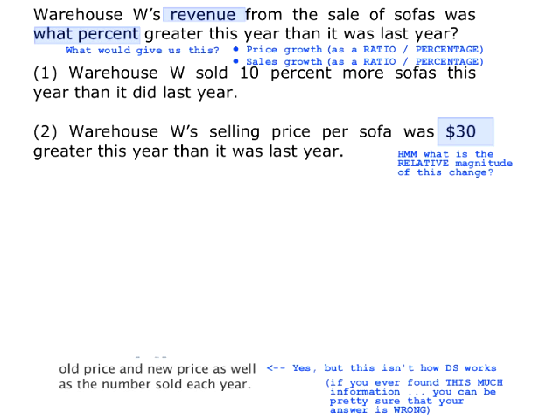If you're going to make a standard chart for this kind of thing, what would you put in the chart? Or what would be your headings? Yeah, price, right? Price per sofa. And then quantity of sofas. And then revenue, which is the product of this. Exactly. So if you multiply this by this, you get this.